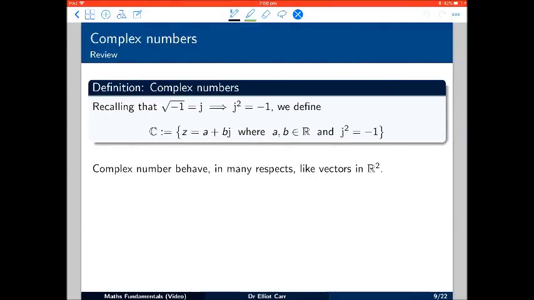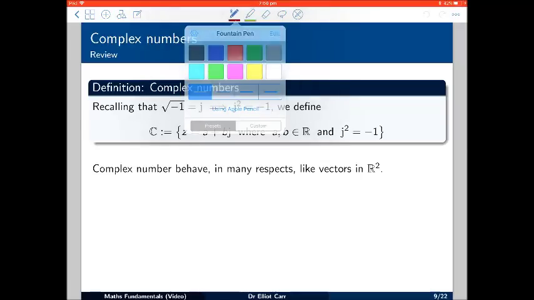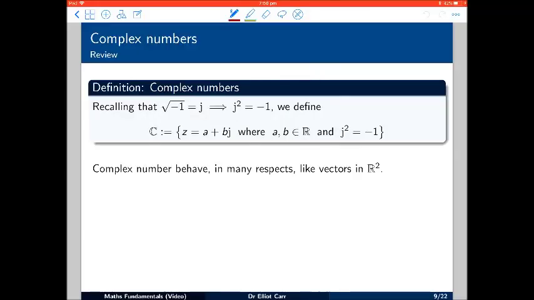By definition, as we saw in the previous example, the imaginary unit j is defined equal to the square root of -1. If I square both sides, I get j² equals, if I square the square root, those are going to cancel each other out, -1. So j is defined as the square root of -1, or equivalently j² = -1.